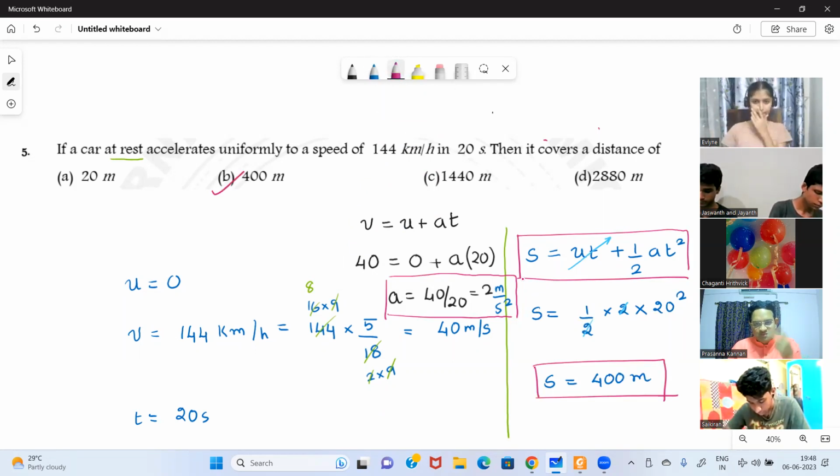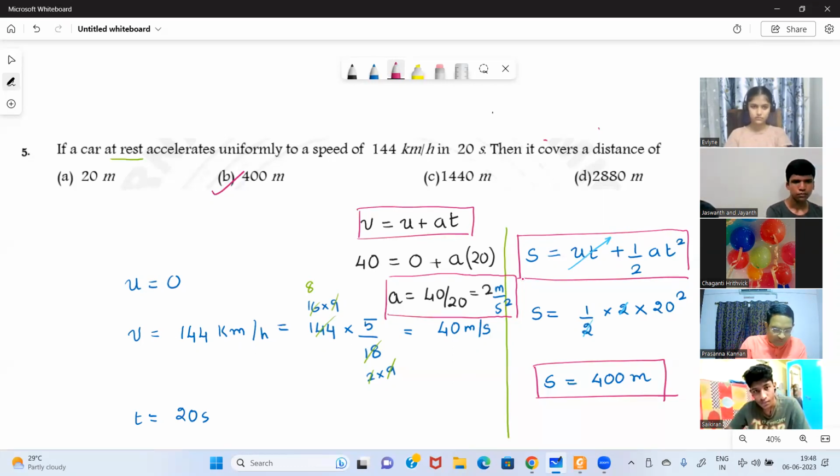So this question has been solved in 2 steps. First, we find acceleration from given data, then substitute that in the equation s is equal to ut plus half at square. In the beginning, we do the conversion of kilometer per hour to meter per second. But otherwise, it's a straightforward, direct formula-based question.